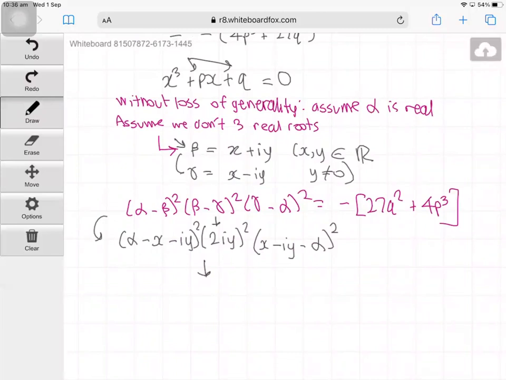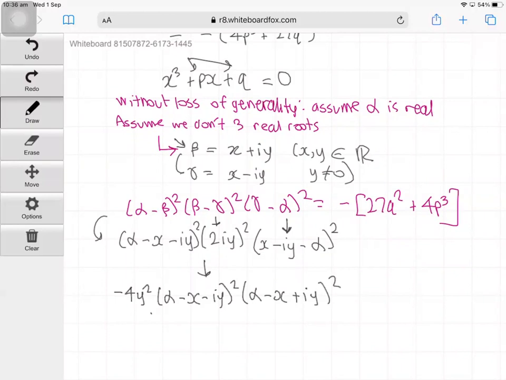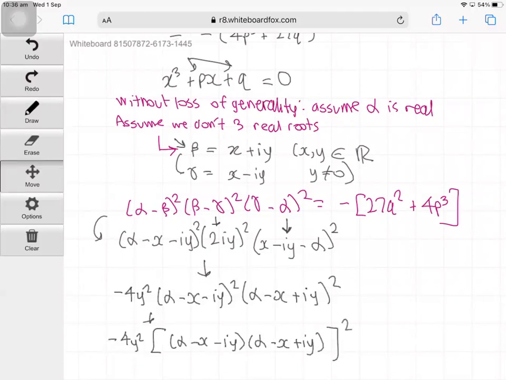2iy squared is the same as 4 times i squared, which is -1, times y squared. So you have -4y squared times alpha minus x minus iy squared. And I just take the negative of the inside part, so it won't change the number because we are squaring it. So instead write alpha minus x plus iy squared. And this is the same as -4y squared. And now I'll multiply the two things and square them at the end, so I'll take both of them on the inside and then square them.